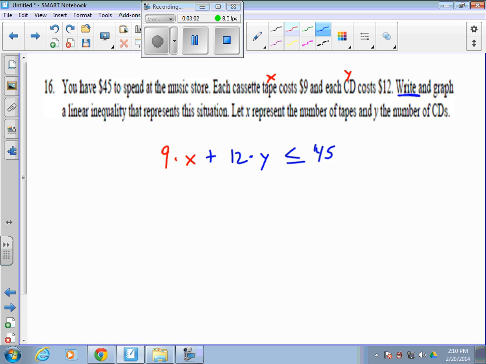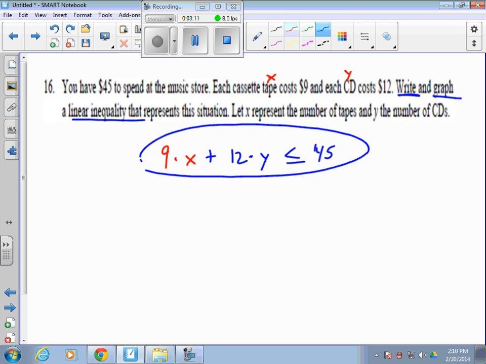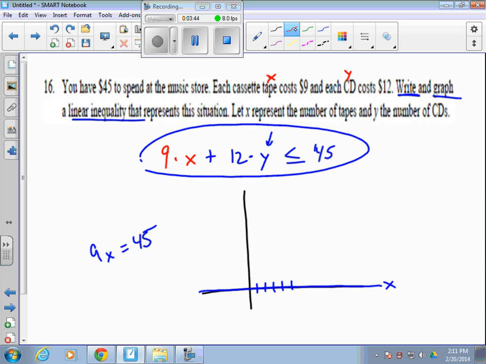It says write, but then it says and graph a linear inequality to represent the situation. So here's your linear inequality written in standard form. If we want to graph that, we can do it using the intercepts. We won't have any negative values for this one. If we're looking for where it intercepts the x-axis, we want to plug in 0 in place of y. So you have 9x is equal to, we'll use equal just to get ourselves a point, 45. When you divide by 9, you get x-intercept being at 1, 2, 3, 4, 5. X's intercept is at 5.